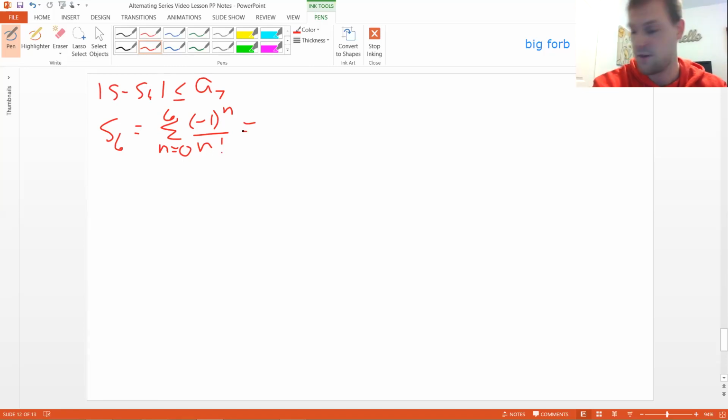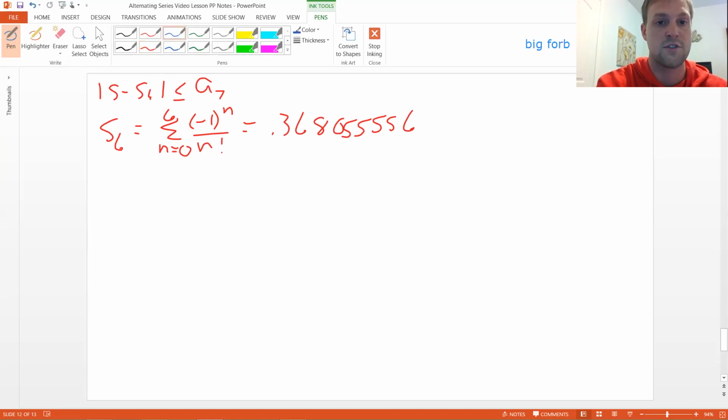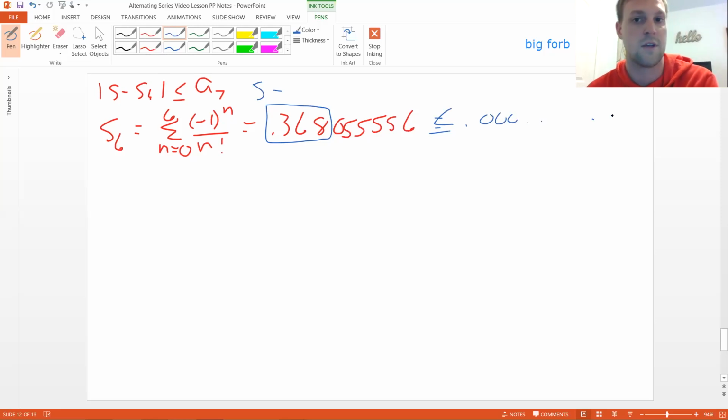I get, I'm going to write the decimal here, 0.368055556. And I know that because of how I found my 7th term, this partial sum is correct within the first 3 decimal places. Because if I took the infinite sum and subtracted this value, I'd be left with something less than or equal to 0.000 something. Because I just found that.